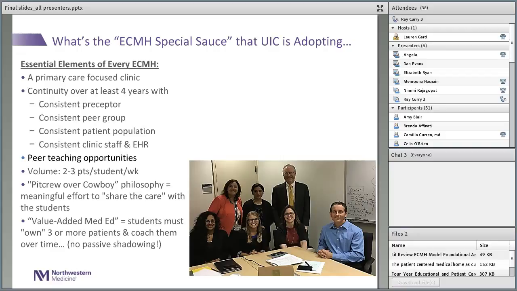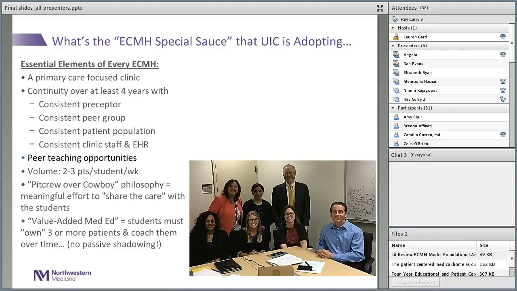Continuity, and Dan has already emphasized this, but the real secret to the success of this is continuity in all these dimensions, with the preceptor, with a peer group, with a set of patients, a core set of patients, and with the staff. And we thought it was essential that the clinic have an EHR to manage patient care because the students are so dispersed at times, because it's such a large team effort.